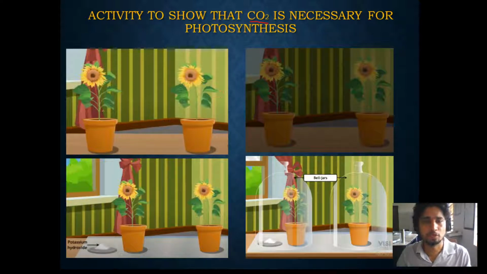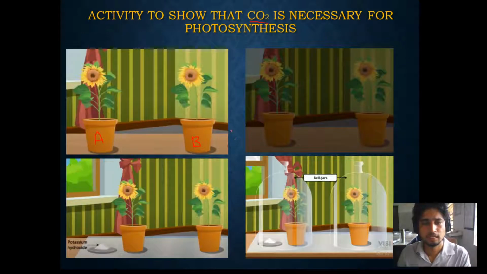We are going to take two parts, part A and part B, and these two parts we are going to test. So one part will be control, which means that we are giving one part carbon dioxide, and another part we are not giving the carbon dioxide. Let us see how we are going to do that.